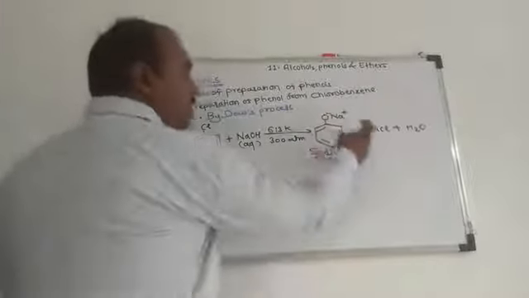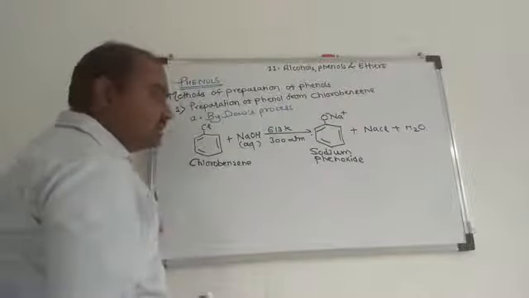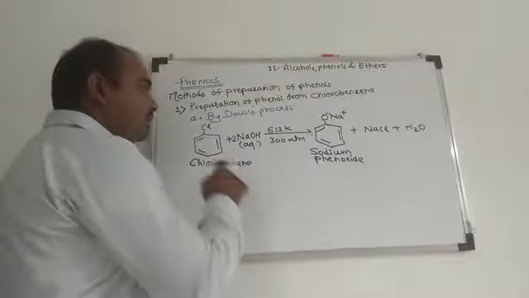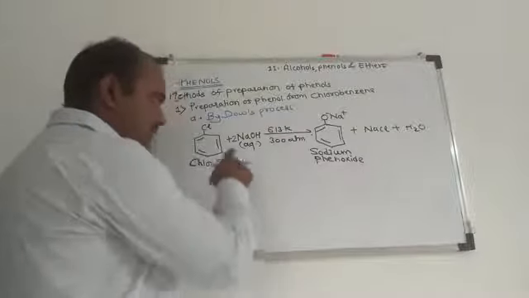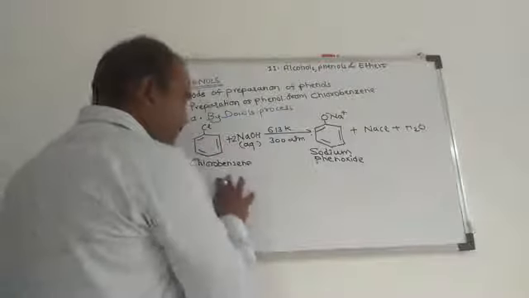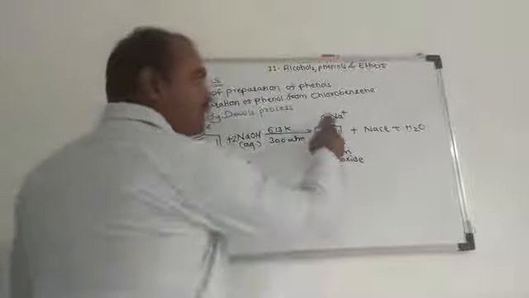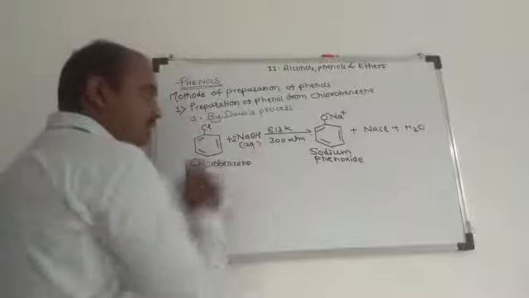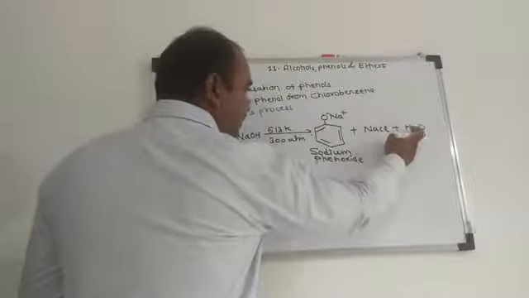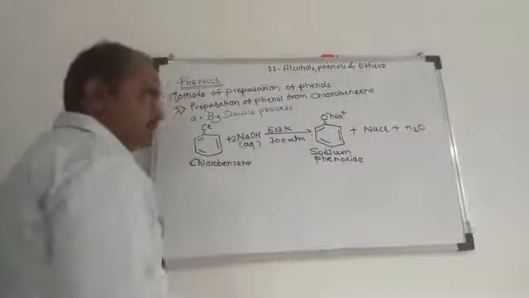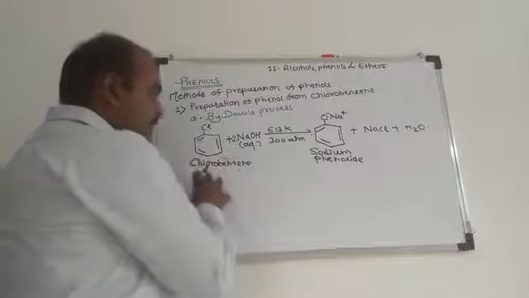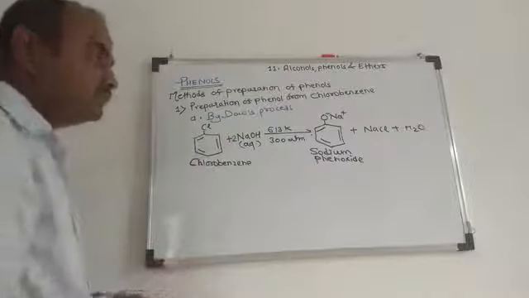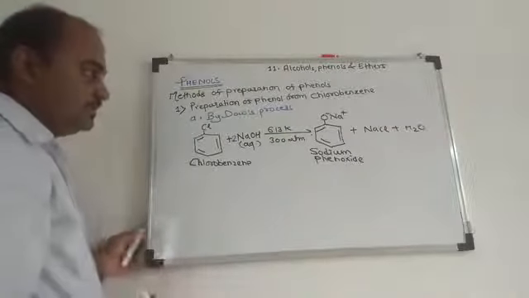So how many sodium atoms are present on the right hand side? There are two sodium atoms, so we have to multiply by 2. Now you can balance the oxygens and hydrogens. There are two oxygens on the left hand side and two oxygens on the right hand side, two hydrogens on the left and two hydrogens on the right. Chlorine is also balanced. So this is the first step. Sodium phenoxide is prepared in the first step.